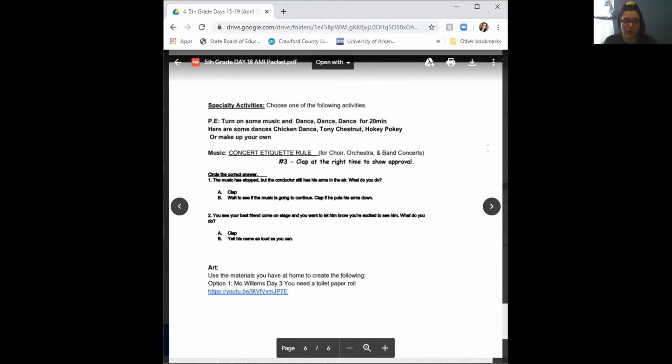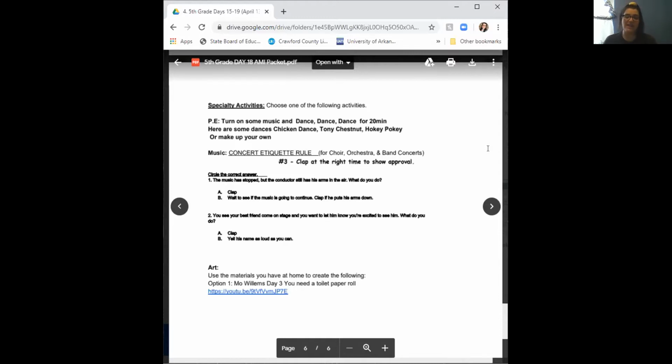Then question number 2 about concert etiquette rule number 3 is, you see your best friend come on stage and you want to let him know you're excited to see him. What do you do? A, you clap, or B, yell his name as loud as you can. Which one is the better etiquette? Clap at the right time to show your approval. So you see your best friend on stage and you want him to know that you're excited to see him. What do you do? A, you clap, or B, yell his name as loud as you can. Which one is better etiquette?